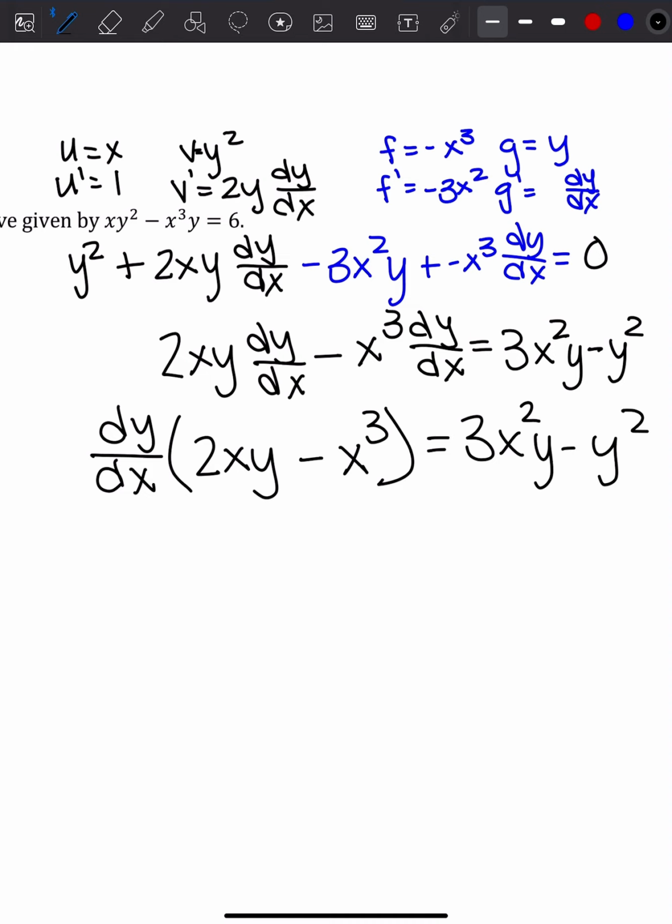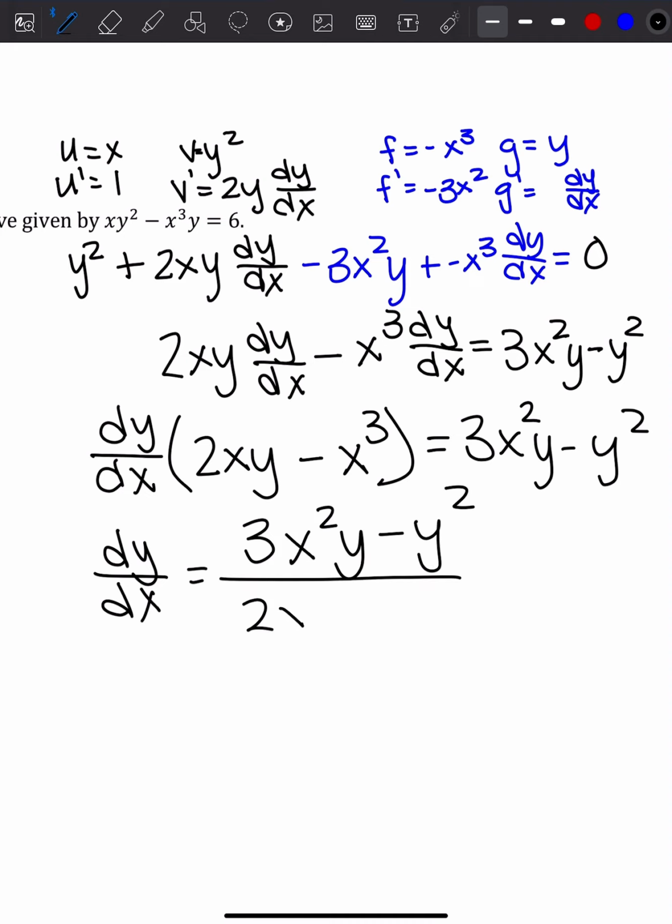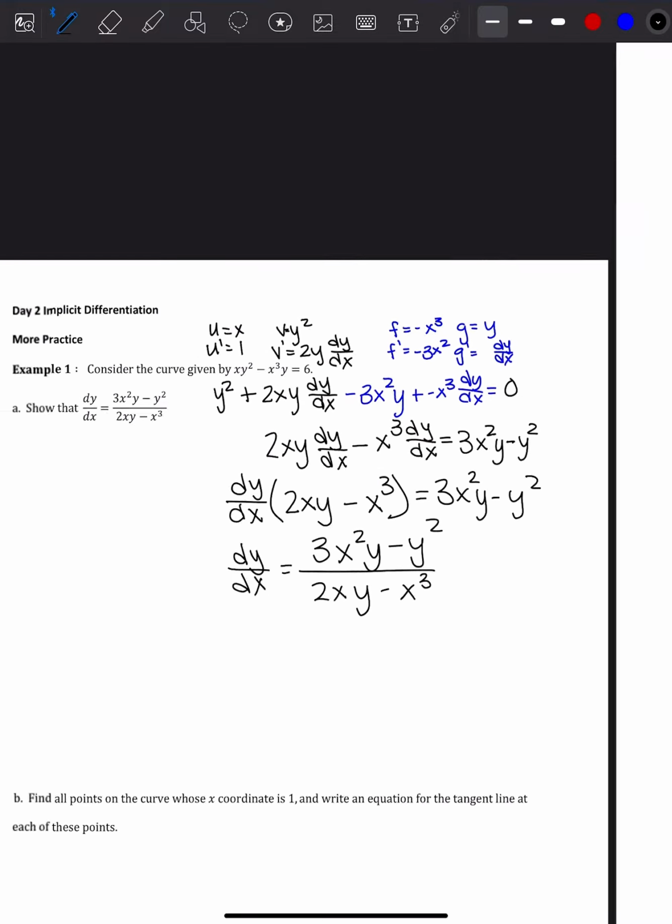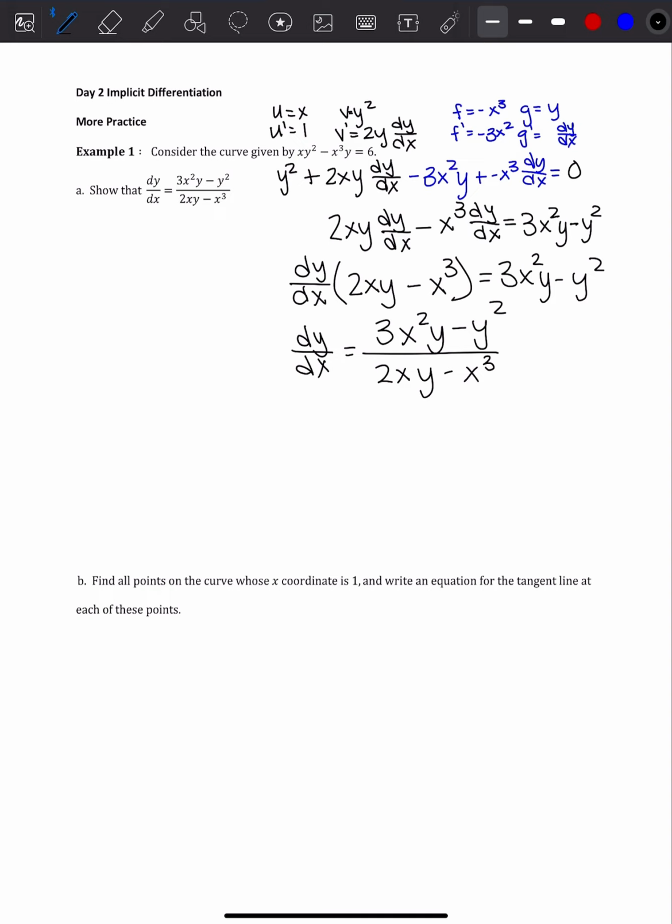We now have dy over dx times everything else, so we're going to go ahead and divide both sides by the stuff inside the parentheses. So we have 3x squared y minus y squared divided by 2xy minus x cubed. Now we just want to double check to make sure that all the signs are the same, and everything that we got has the same. When I look at these two, they are identical, so we know we are good to go.